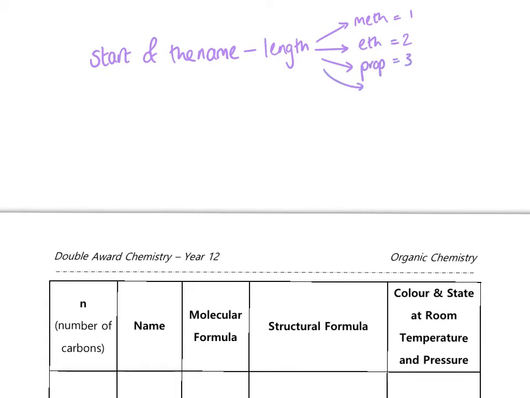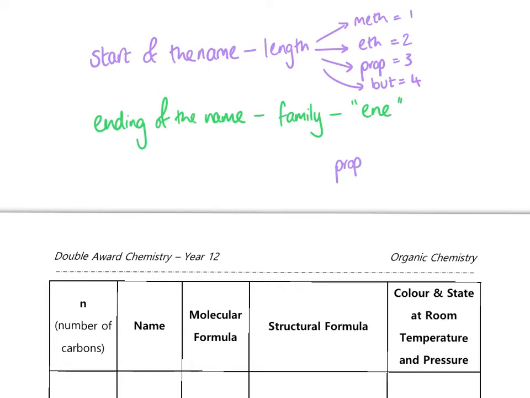And if there are 4 carbons in the chain, that is but. After that it makes sense, so pent is 5, hex is 6, and so on. Then the ending of the name is determined by the family of organic molecules that we're working with, and in this case, alkenes end in ENE. So for example, if we had an alkene with 3 carbons, the start of the name would be prop, and the end of the name would be ene. So we would have propene.